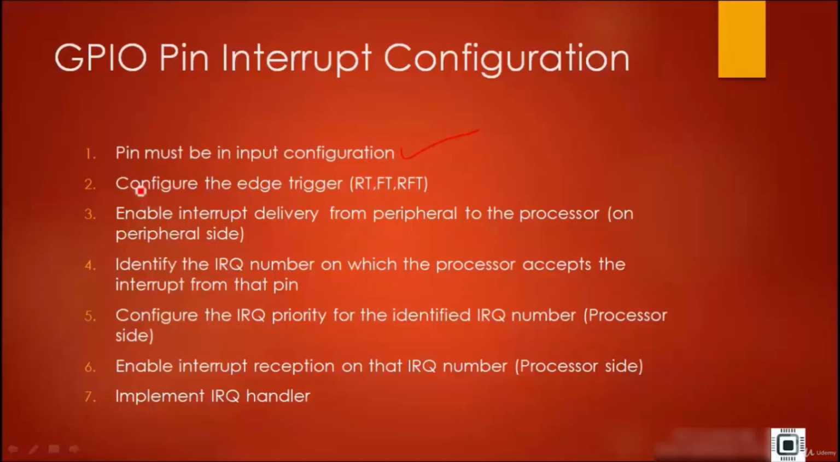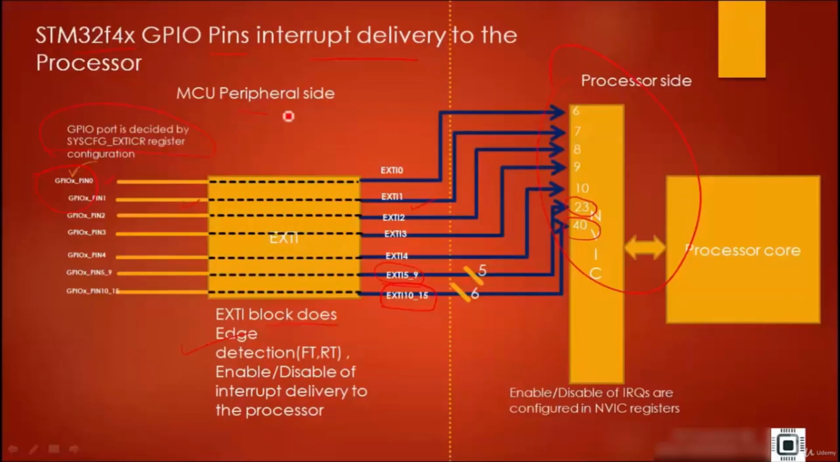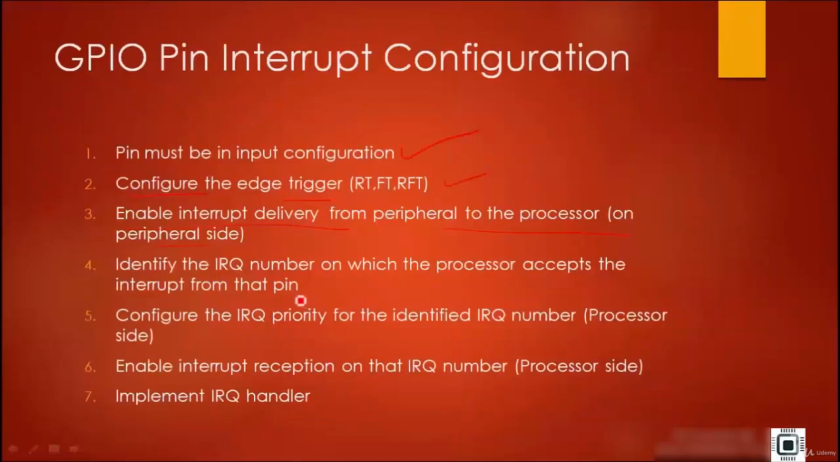And after that, configure the edge detection or edge triggering, like which edge trigger you want. I mean, rising edge, falling edge, or both rising as well as falling edge. So this you have to configure. This we do in the EXTI registers, right? And after that, enable interrupt delivery from the peripheral to the processor. This you have to do on the peripheral side. So that means this is the peripheral side, right? Here you have to do it in the EXTI register by using the interrupt mask register of the EXTI.